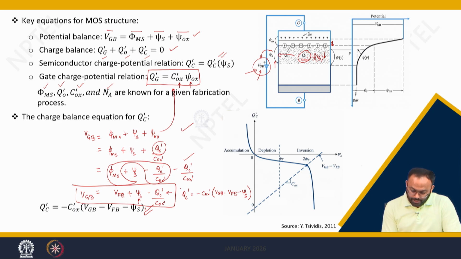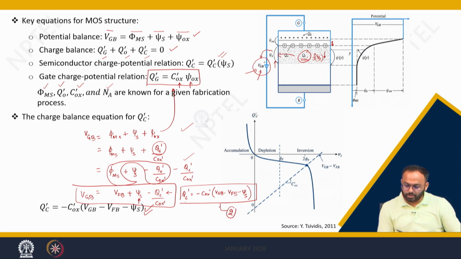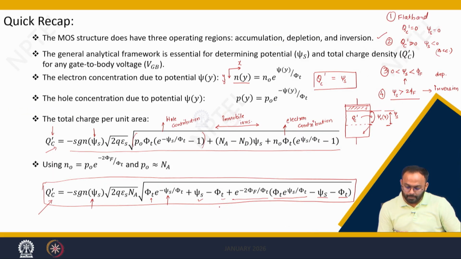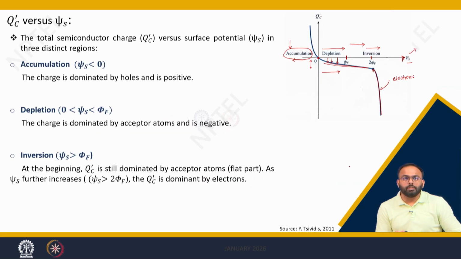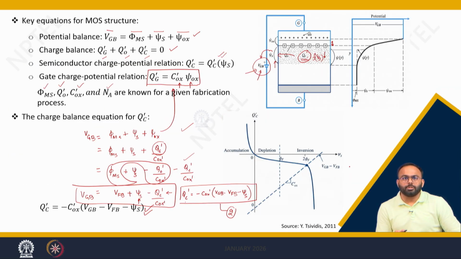Now, we have two equations. One equation is for QC dash, which is, let us say, equation number 2, and another equation we just saw in our previous slide is equation number 1, meaning you have two equations and many unknowns, in the sense you have VGB, you have psi s. So, you cannot simply solve this equation analytically, you have to use numerical methods to solve this.